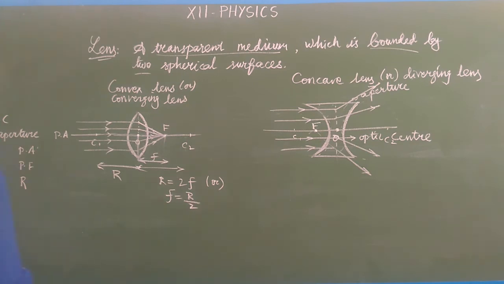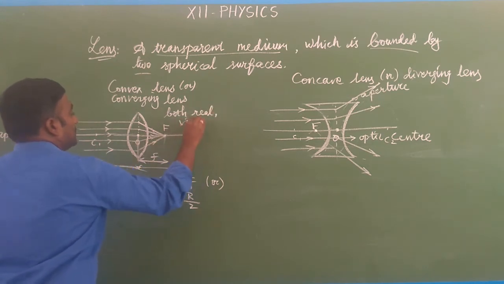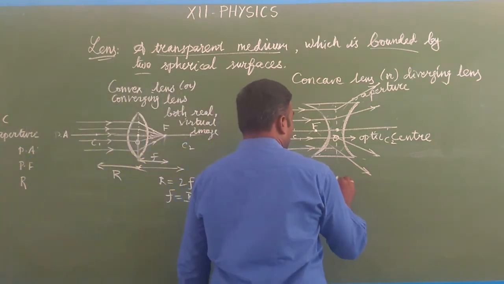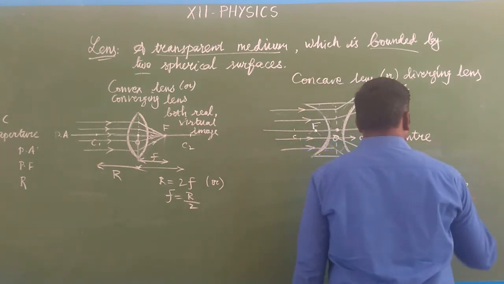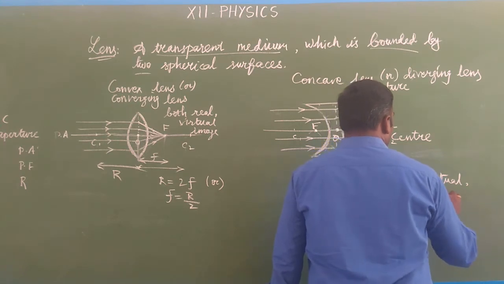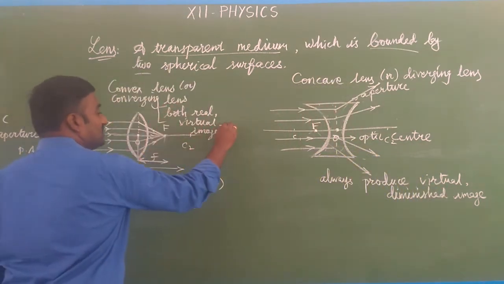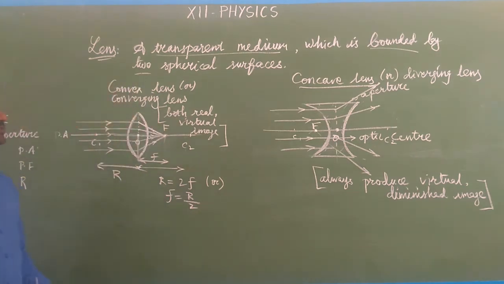Next, we are going to see the lens formula. Before that, a convex lens produces both real and virtual images, but a concave lens always produces a virtual, diminished image. So these are the two types of lenses, and how the image forms we have already studied in the 10th. Next we are going to see the lens formula.